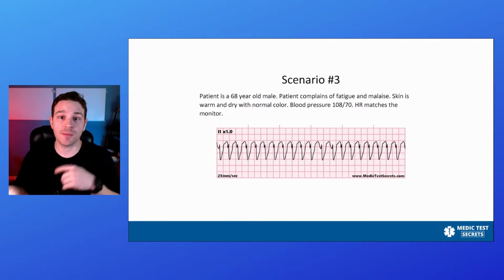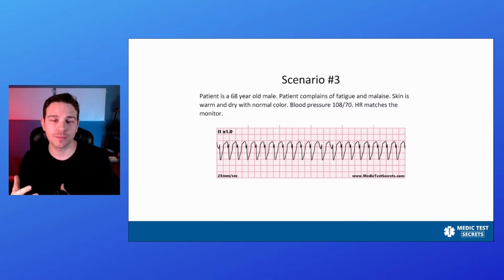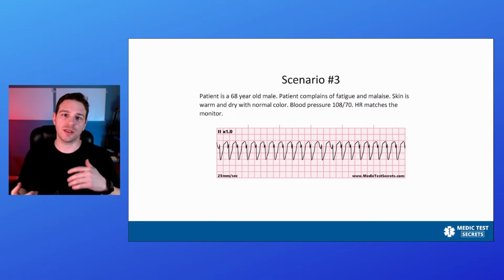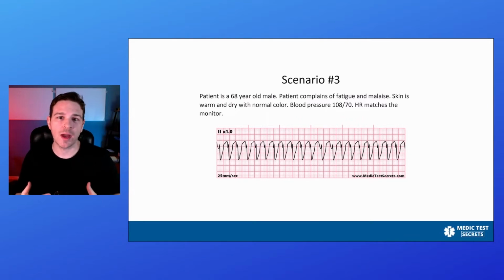Usually you're sitting at a table across from your examiner, and then they will hand you these cards. You get 4 cards in total, and you have to read the scenario, identify the rhythm, and then how you would treat the rhythm.